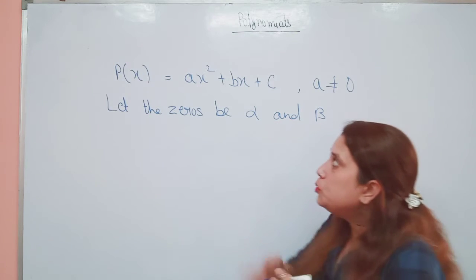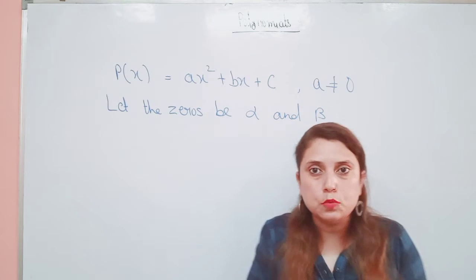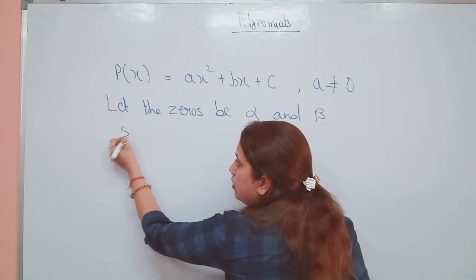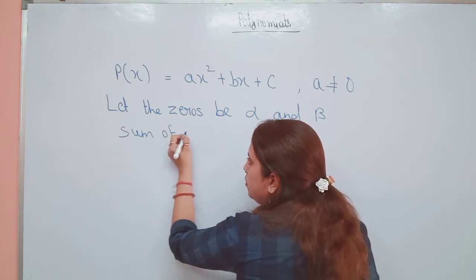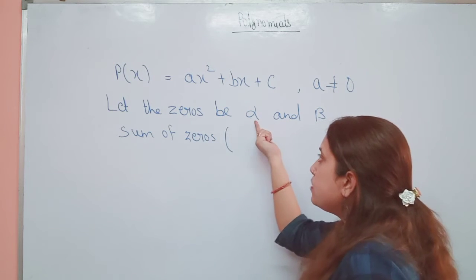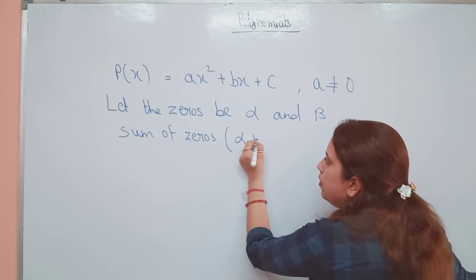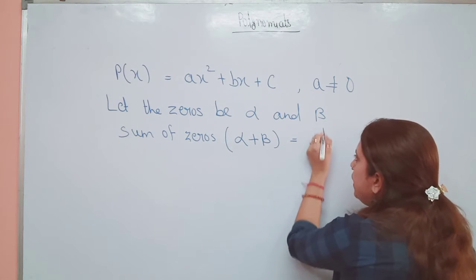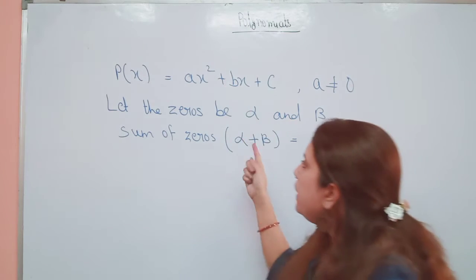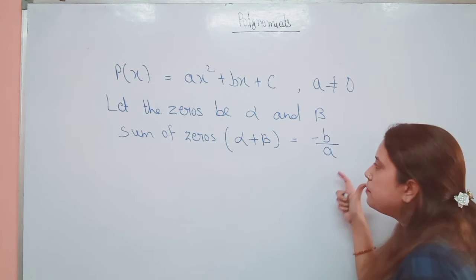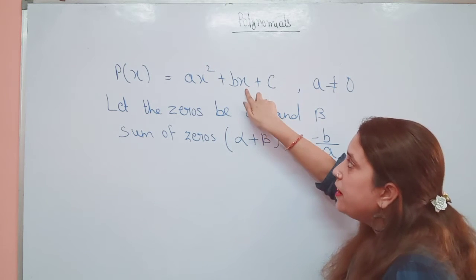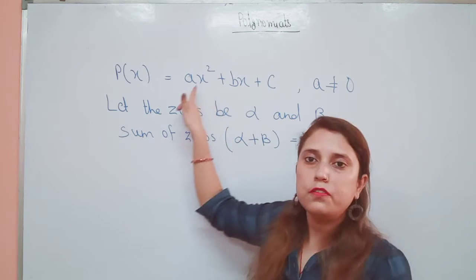If the degree is 2, how many relations are there? 2. What is the relation? The first relation is the sum of zeros, and we already let the zeros be alpha and beta. So alpha plus beta is equal to minus b upon a. Sum of zeros for a quadratic polynomial, alpha plus beta is equal to minus b upon a, where b is the coefficient of x and a is the coefficient of x square.